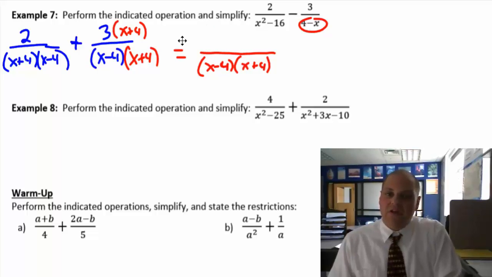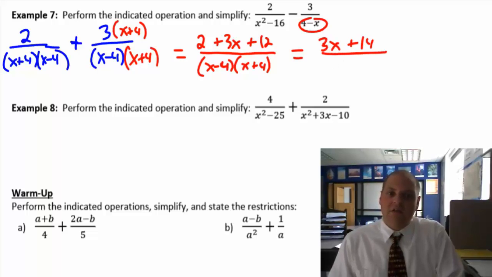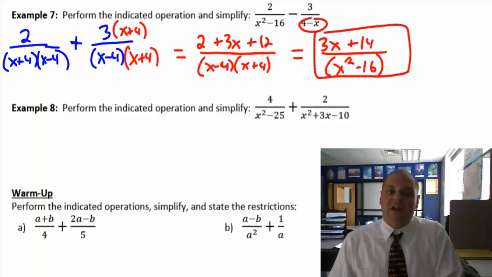All right, so we have x minus 4, x plus 4 is our common denominator. And then here I have 2, and then I have plus 3x, and I have plus 12. So that's 3x plus 14 over x squared minus 16. I multiplied it back out. You don't have to. You could leave it as x minus 4, x plus 4. All right, last one.